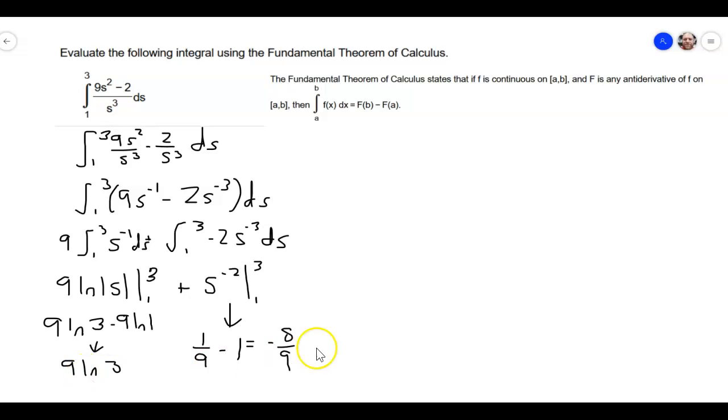So our final answer is this plus this. So it's going to be 9 natural log of 3 minus 8/9. And we don't have to do any plus c because with definite integrals, that's where we have a lower and an upper limit. There's no constant of integration. All right, that helps.